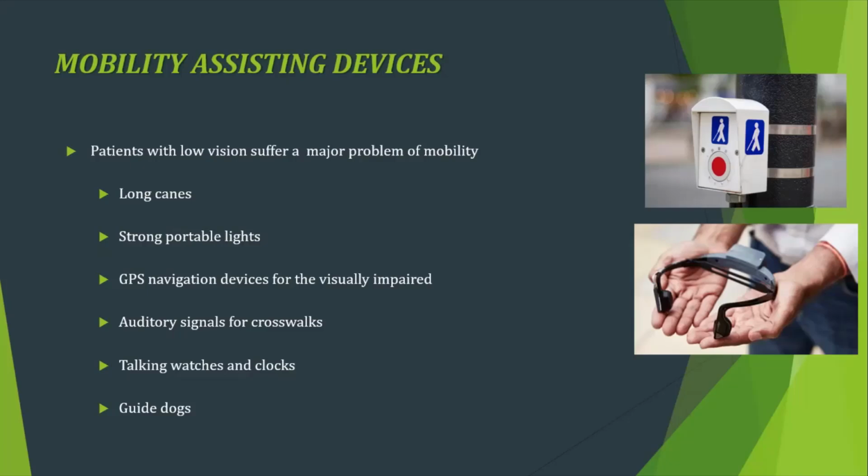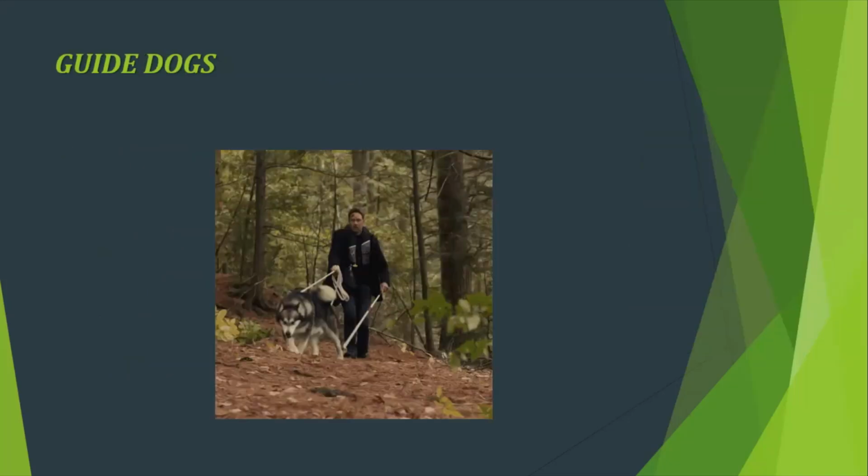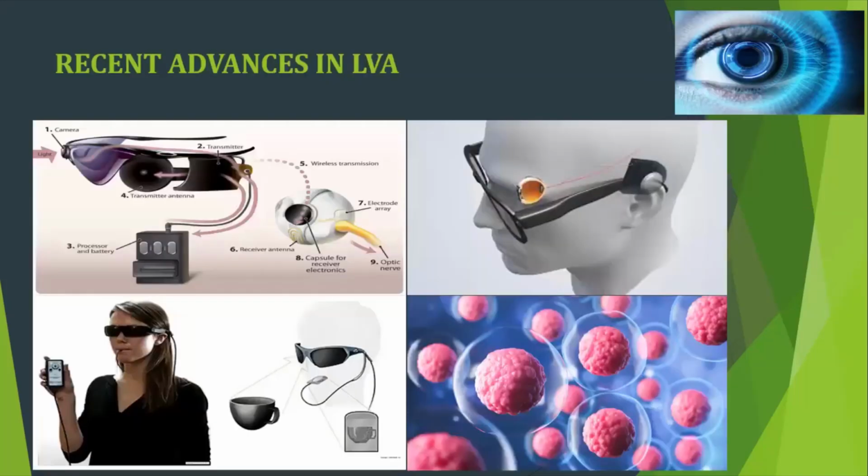Then mobility assisting devices like a long cane, strong portable lights, a GPS navigation device, or auditory signals, a talking watch, talking clock, or a guide dog can be used. And there are some recent advances in low vision aids, like retinal prosthesis, like a bionic eye; a BrainPort can also be used. There is also some research going on in stem cells and platelet-rich plasma therapy.